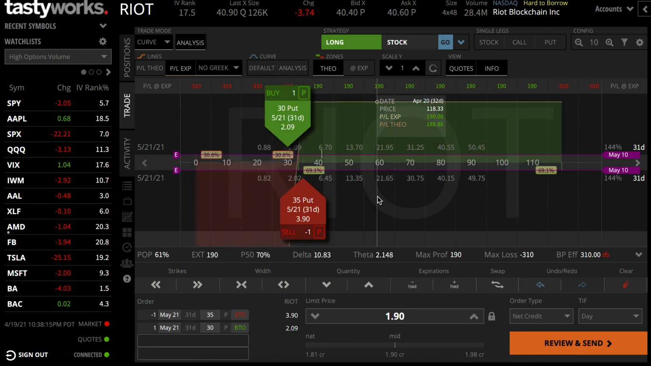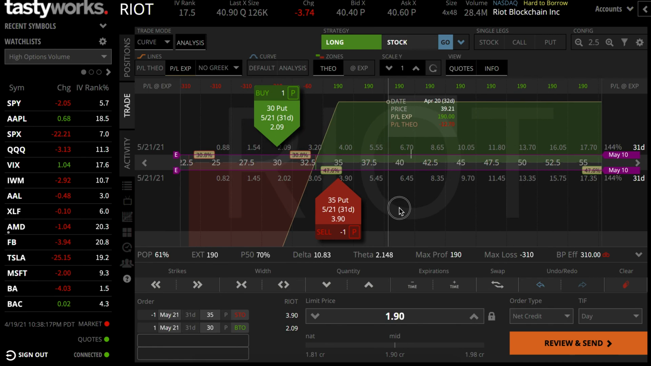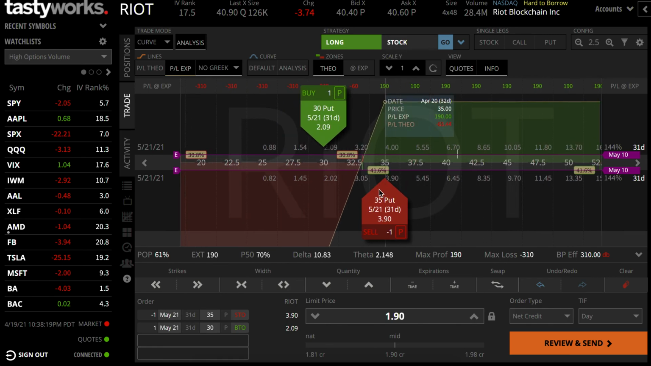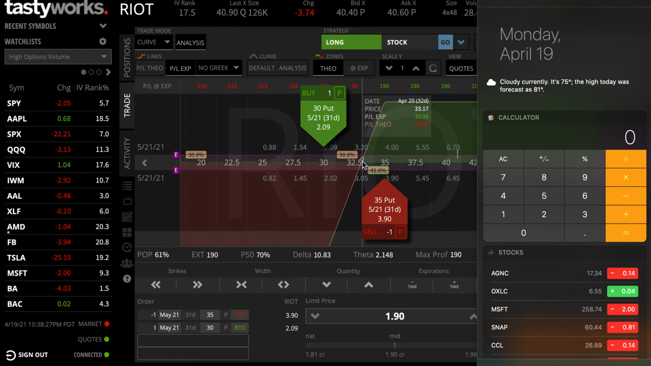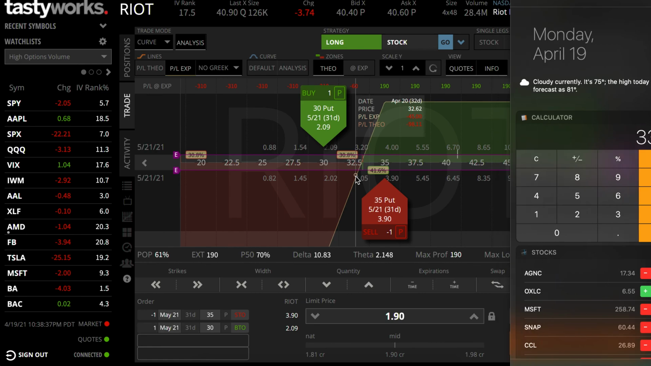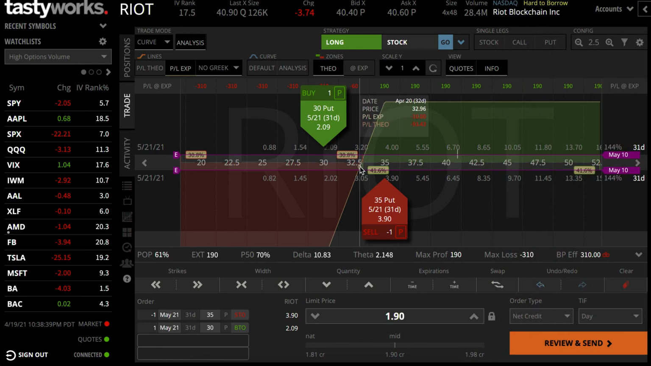So on Riot, it's a little hard to see, but here's my short put, here's my purchase put, here is my break-even price, which was a couple dollars away. So 190. So let's do this. What was it? 35 minus 1.90. So that puts me at 33.1. So $33.10 would be my break-even price on this trade, and I'd taken $190 as credit.